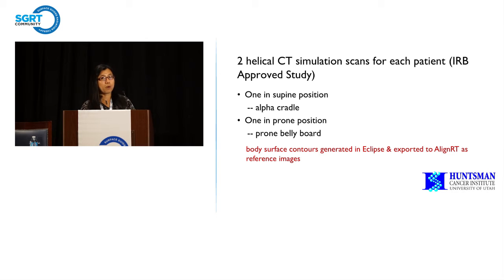After both scans are done the same day, we transfer all those CT images to the treatment planning system, we use Eclipse. And then the body contour generated in Eclipse, we transfer those body contours to AlignRT, used as the reference image for both supine and prone position for the same patient.